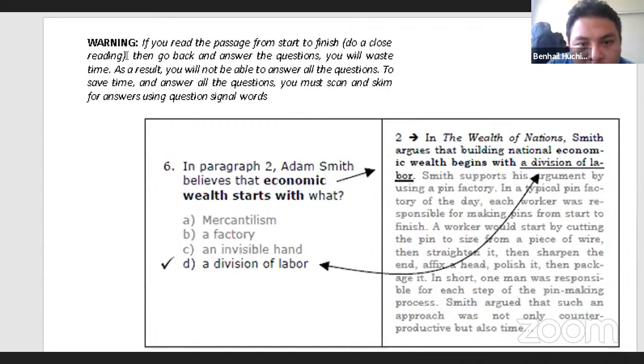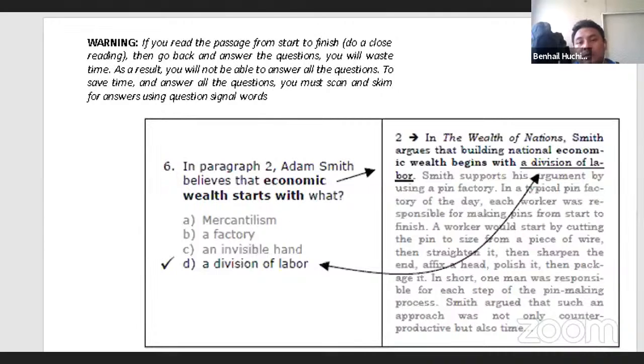Like it says here, if you read the passage from the start to finish, do a close reading, then you go back and answer the questions, you will waste time. As a result, you will not be able to answer all the questions. To save time and answer all the questions, you must scan and skim for answers using question signal words.